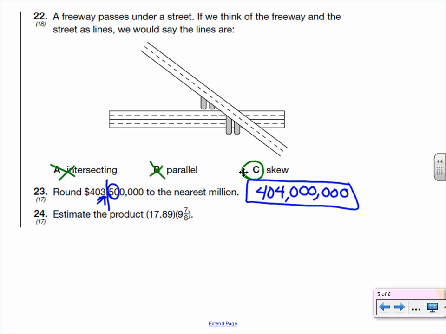Estimate the product. Well, if I was going to round 17.89, I would call it 18. And if I was going to round 9 and 7/8, 7/8 is more than half, so I would call that 10. So 18 times 10 is 180.